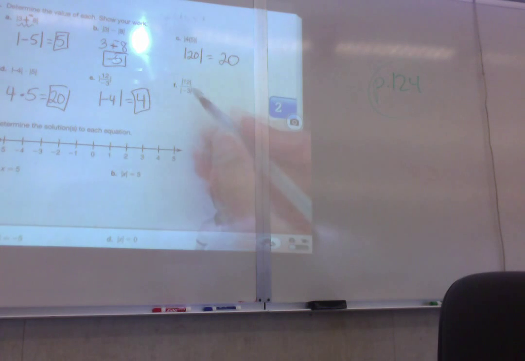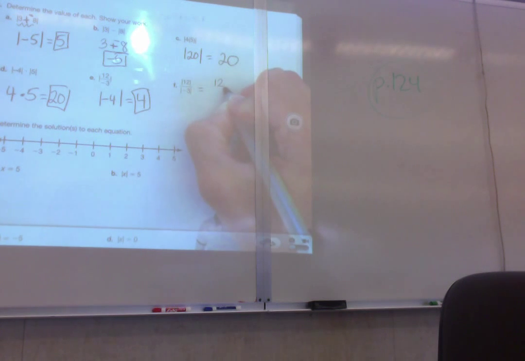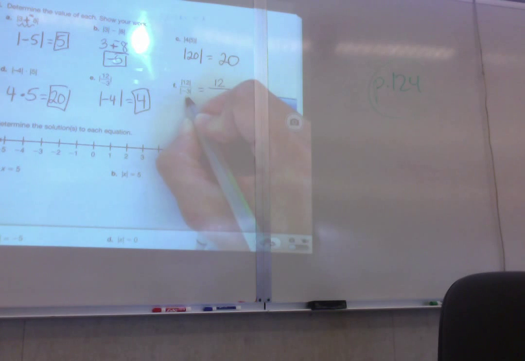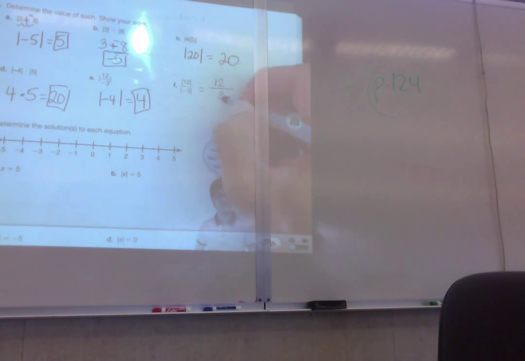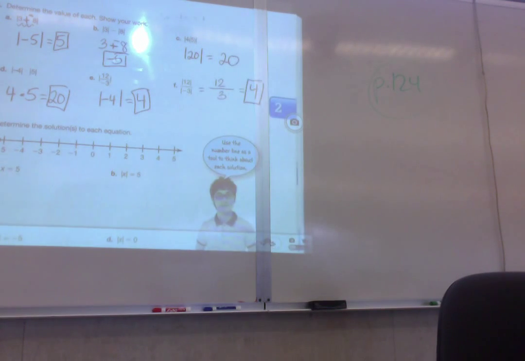Okay? Right here, the divide, is it inside the absolute value? No. Does the absolute value surround that divide symbol? No. So 12 comes out. Then we're going to divide. Negative 3 comes out. What does negative 3 come out as? 3. This one's going to do 12 divided by 3 after you've taken them out, and it's also going to be positive 4.